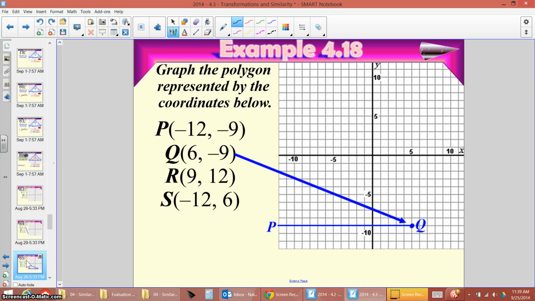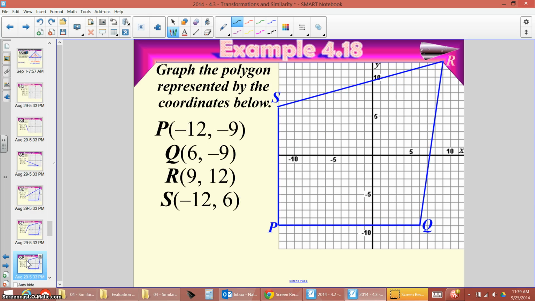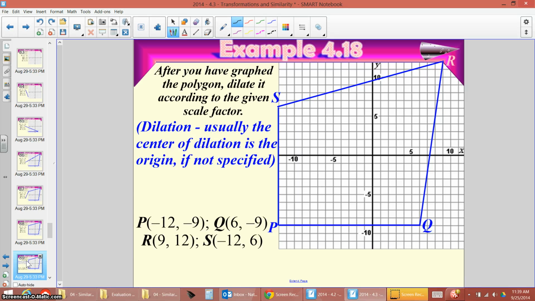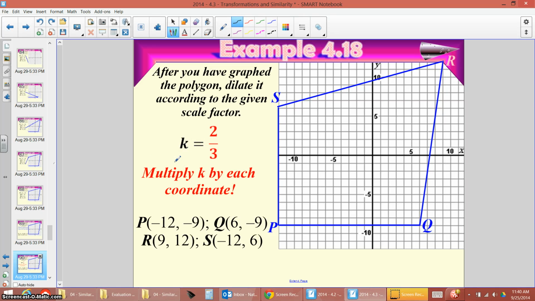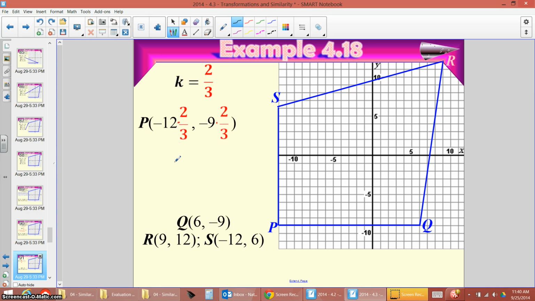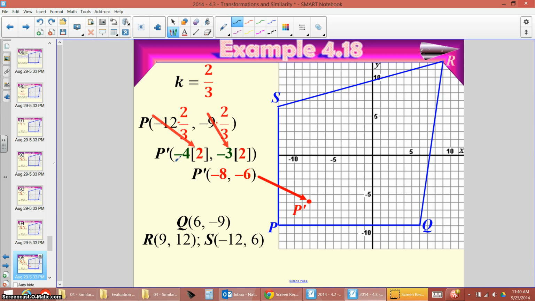Now we're going to do this with a polygon. I graph my polygon. I graph my second polygon, but I don't have any. So now this is where I say if I don't tell you where the center of dilation is, you have to assume it's the origin. Now if I say the scale factor is 2/3, I take the 2/3 and I multiply k by each coordinate. So I multiply it by -12 and -9. That's for P. I'm going to find P prime by multiplying these two values, and I get -8 and -6. And I put my point down there.